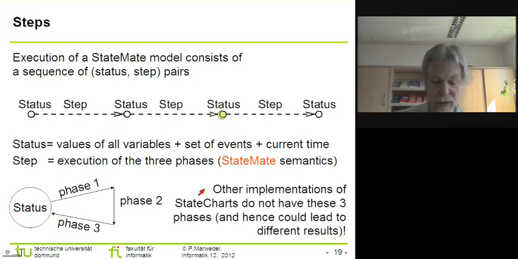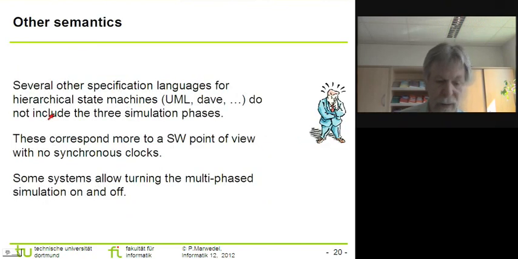I have to mention that other implementations of state charts do not necessarily have these three phases, and therefore the result could actually depend on the execution order. So we see that in general other semantics of state chart like languages do exist. There are several proposals for describing hierarchical state machines. UML, for example, includes a proposal for hierarchical state machines. There is one tool available from our university, from our department. They all do not include the simulation in these three phases.